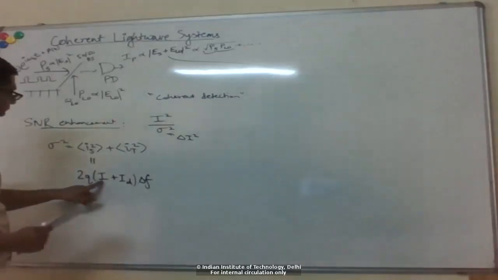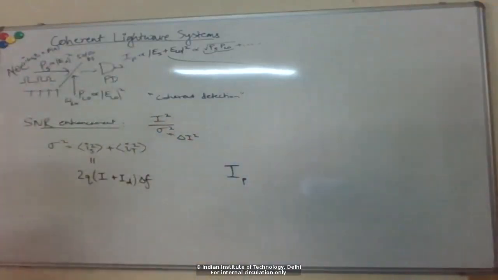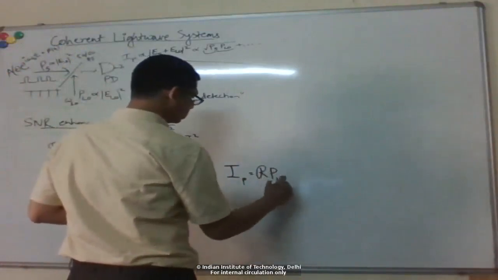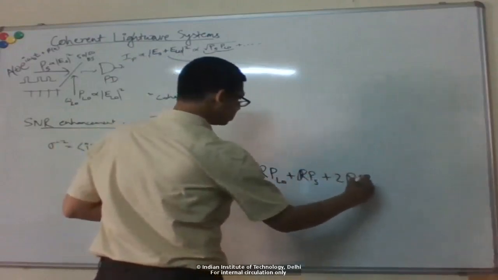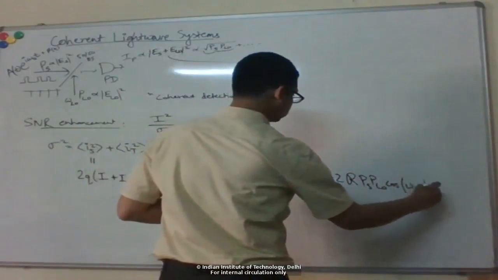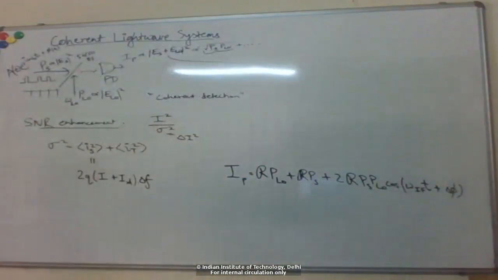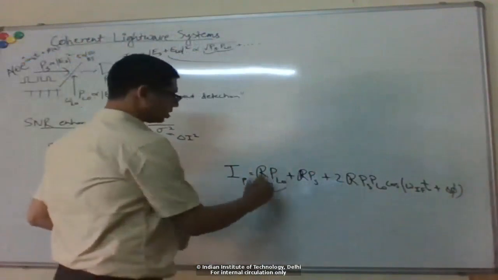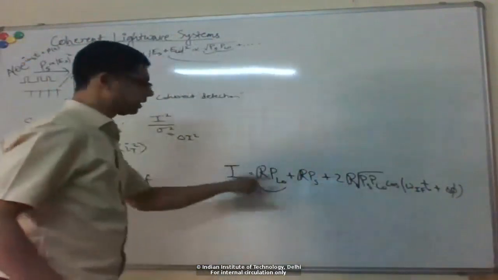So what current will I put here? Recall that the total photocurrent that we got was something like the responsivity times local oscillator power, plus the responsivity times signal power, and then the cross term. Now the biggest term of these three is the first term, because the local oscillator power is much bigger than the signal power. Oh sorry, there is a square root here. So this is the largest term.